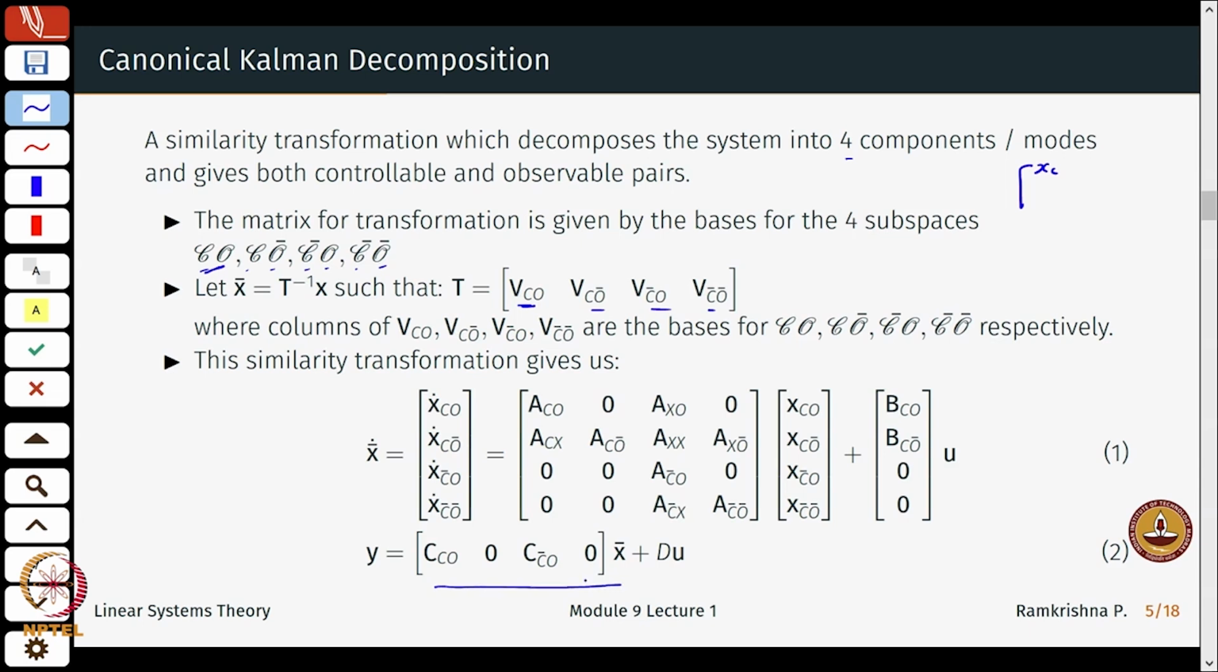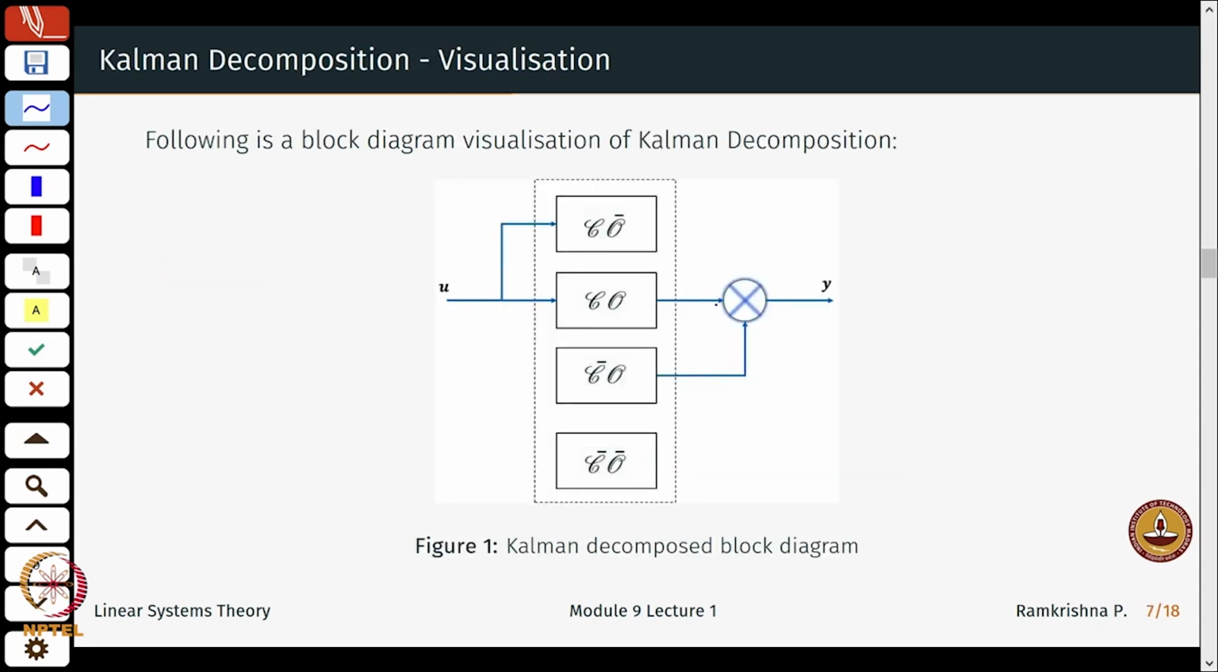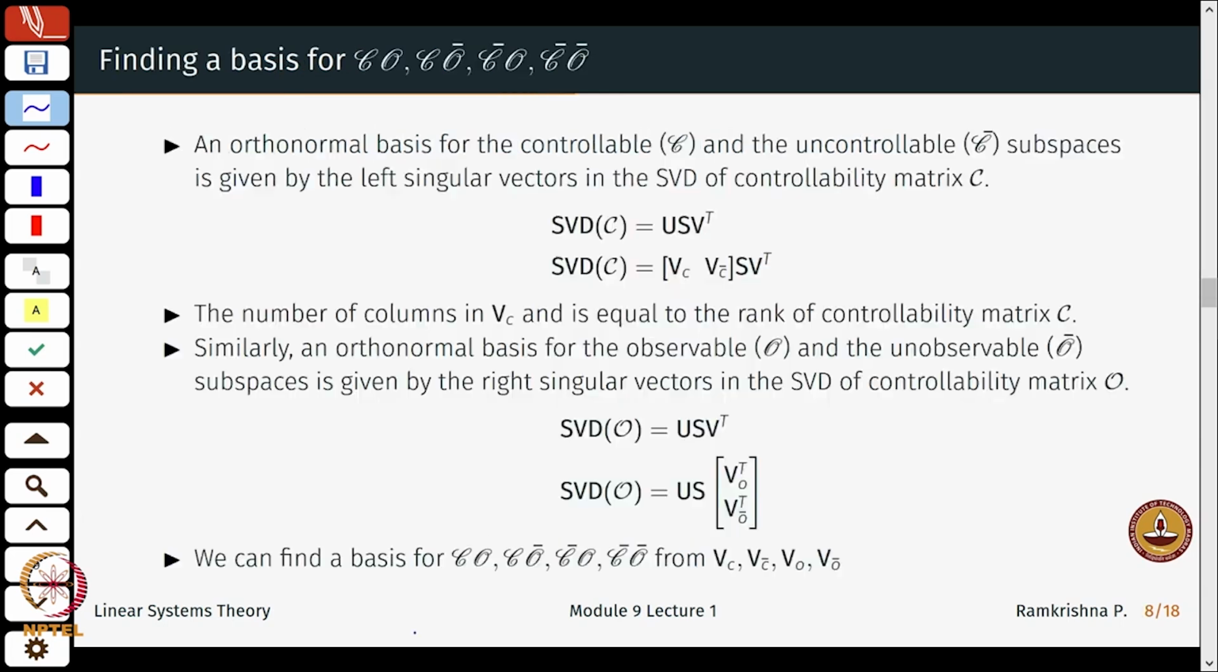So I have the decomposed system into its parts which are both controllable and observable, neither controllable nor observable, or either of them. Okay. So this is what we will derive today, or how to find a basis which will transform my system to a form which looks like this. Okay. So again XCO are the controllable and observable states and so on. Okay. Now I can just draw a block diagram of this which looks like this, right. So I have all the modes here starting from controllable, not observable till neither controllable nor observable.